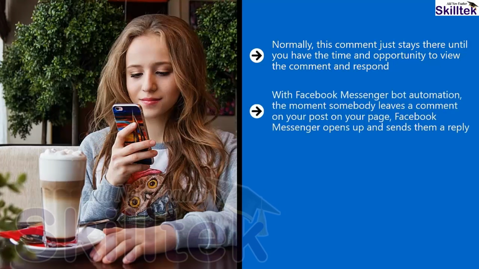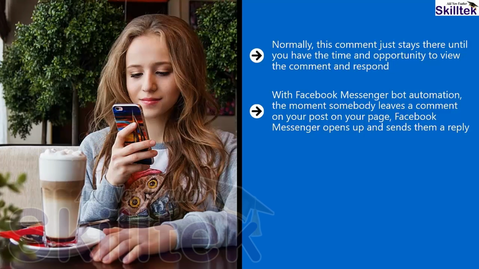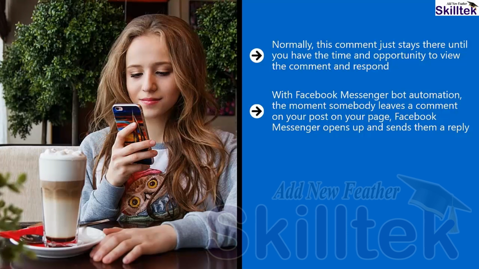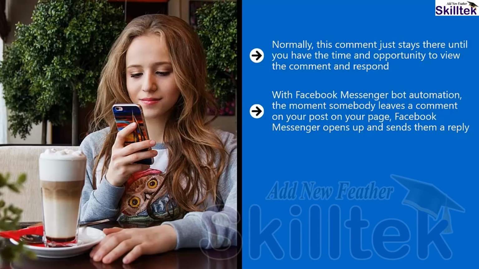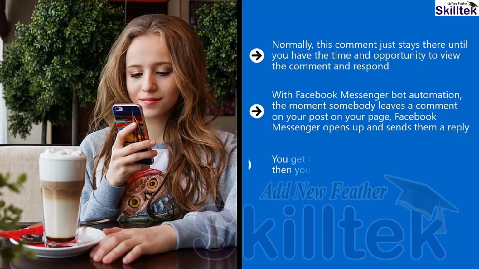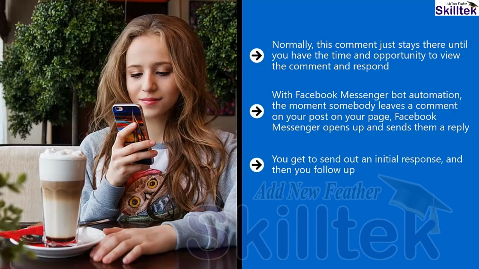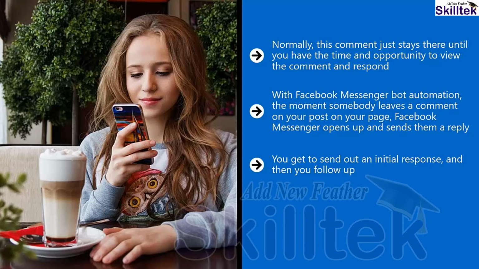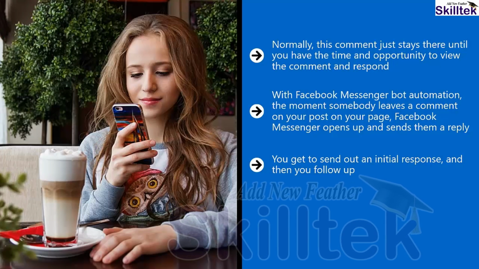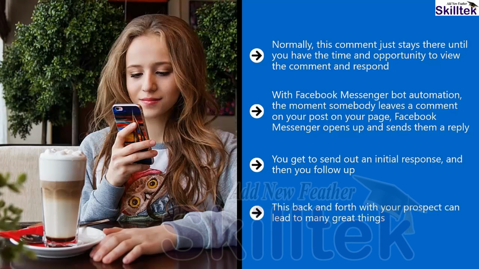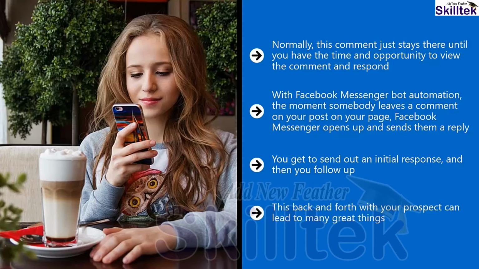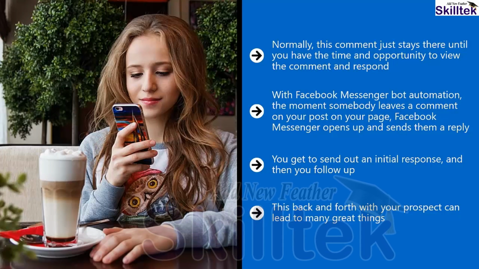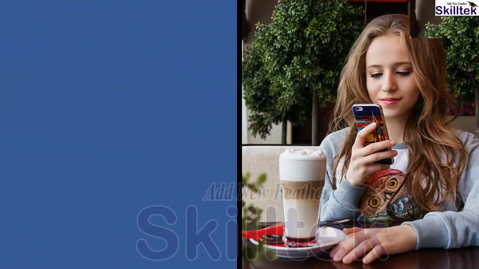With Facebook Messenger bot automation, the moment somebody leaves a comment on your post on your page, Facebook Messenger opens up and sends them a reply. Facebook then allows you, within the span of 24 hours, to send another message. You get to send out an initial response, and then you follow up. After this point, if the prospect likes your response, they can then send another inquiry, and the process repeats itself over and over again. This back and forth with your prospect can lead to many great things. It could be an opportunity for you to share even more content links with your prospect. It can also lead to that person getting the kind of answers that they need.